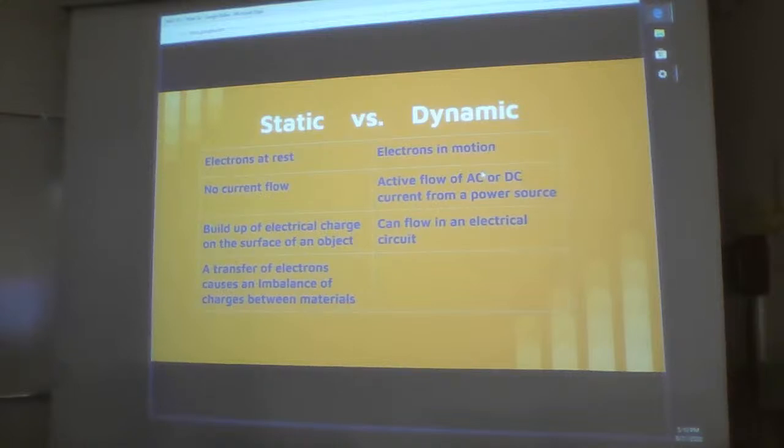So an active flow of current of AC or DC electricity from a power source would mean that we're dealing with dynamic electricity. Dynamic electricity also can flow in an electrical circuit. Static electricity cannot.